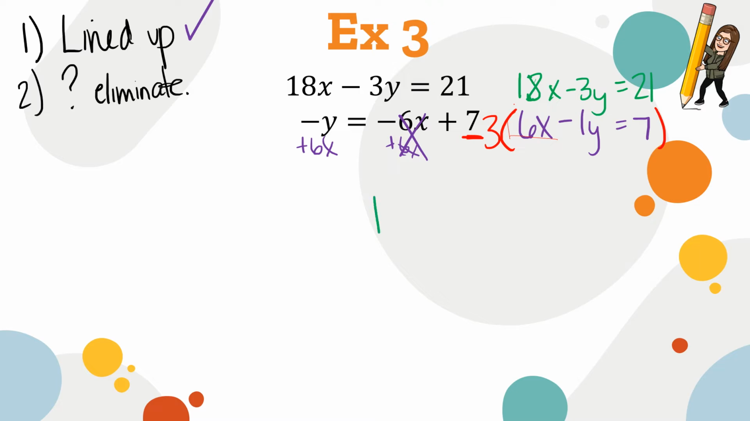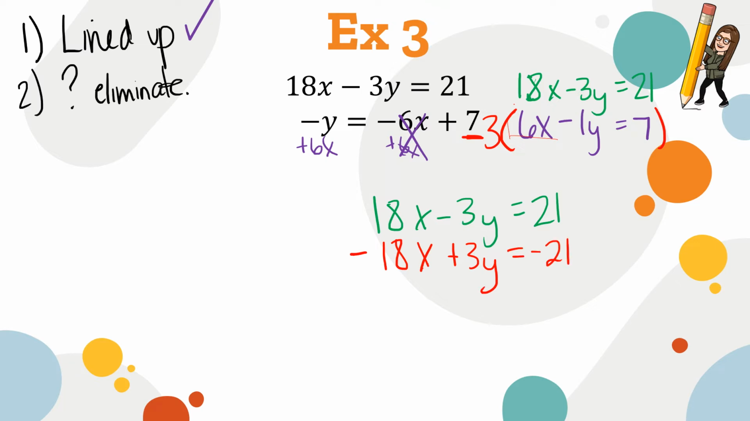Okay, I'm going to carry down the first equation, right? I'm repeating that. But let's take that second equation and I'm going to multiply it by negative 3. What you do to one, you do to all. You multiply all of it by negative 3.